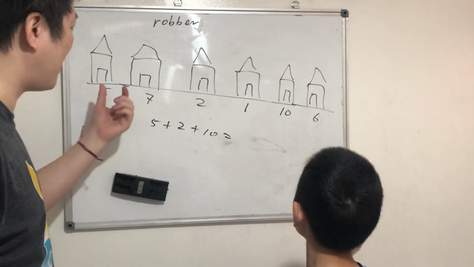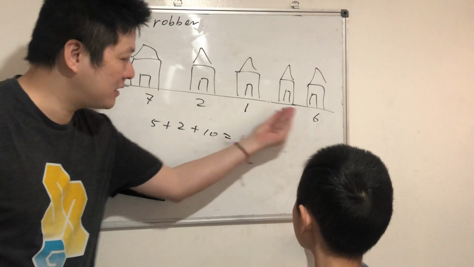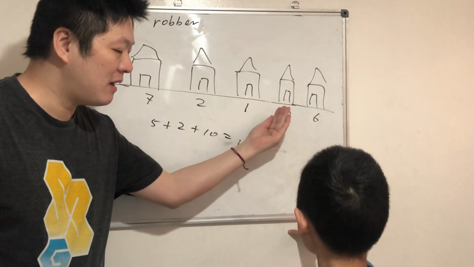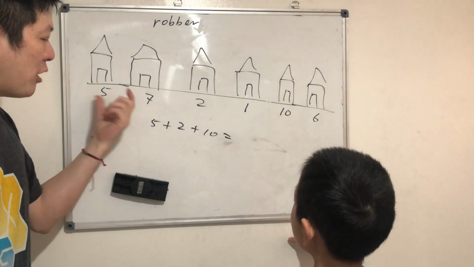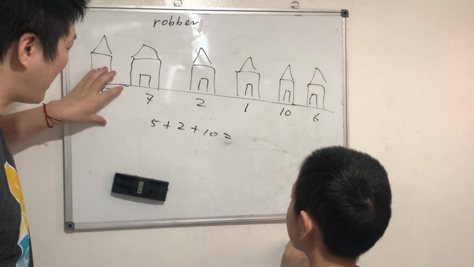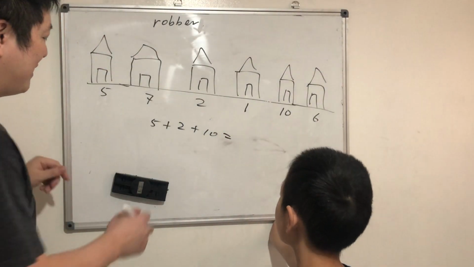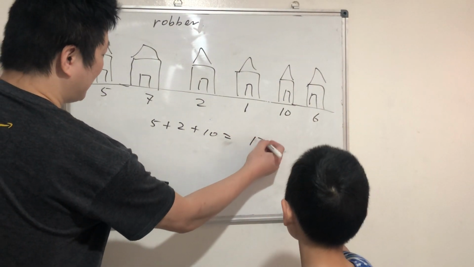So basically you want to pick the values, the numbers, but not the neighboring ones. So if you pick 5, you shouldn't pick the neighbor. But if you pick 5, you can pick 2 or not pick 2, pick 1. So this is 17.